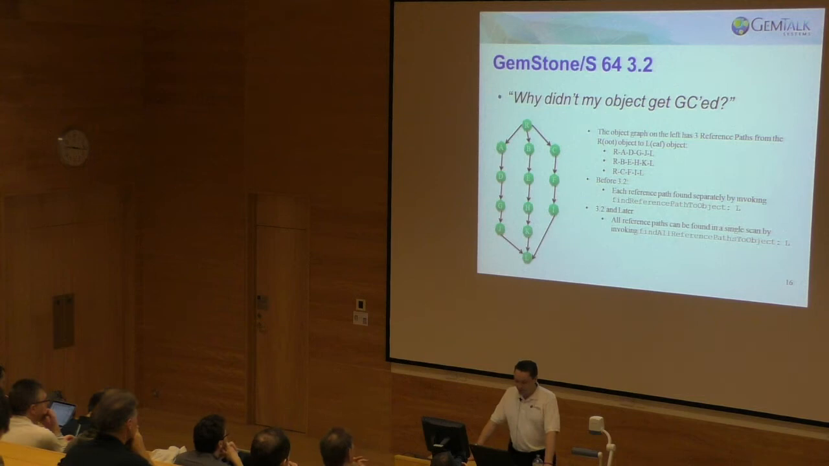So what we did in 3.2, again, customer request, is we said, can I just find all the references in one scan? Can I just start at that leaf object and show me every possible way I can get to this guy from the root set? And that took some doing, but we managed to get that working.